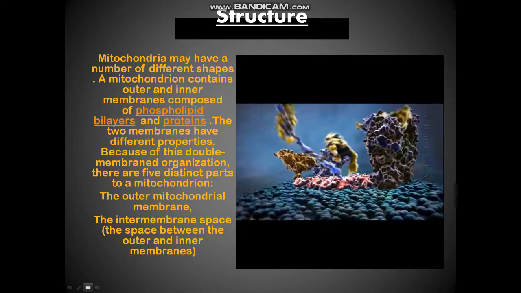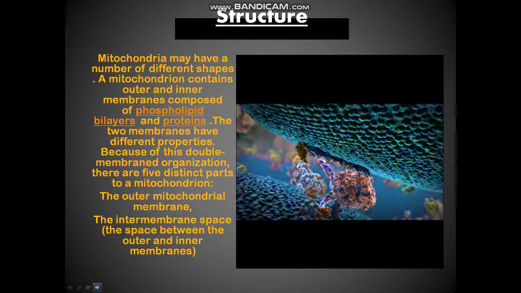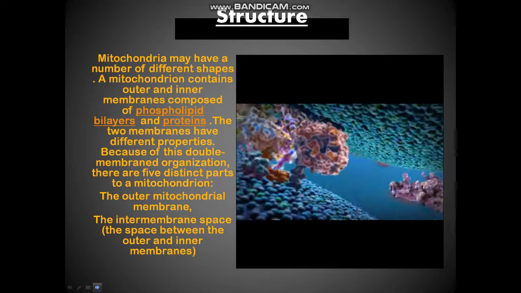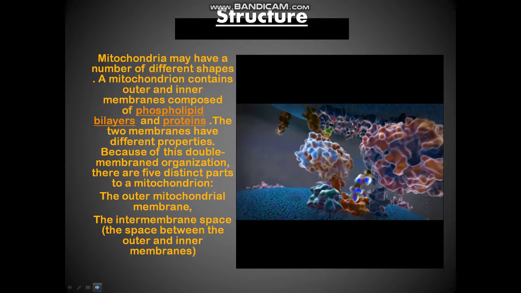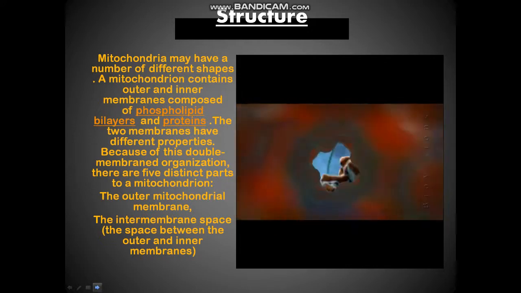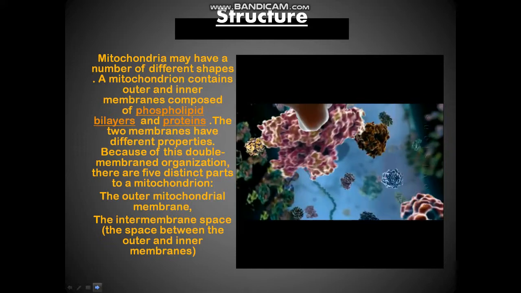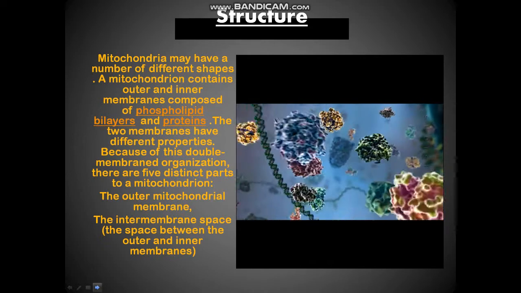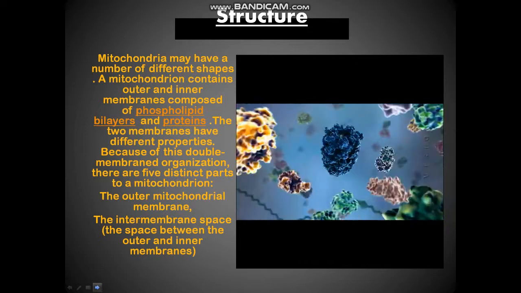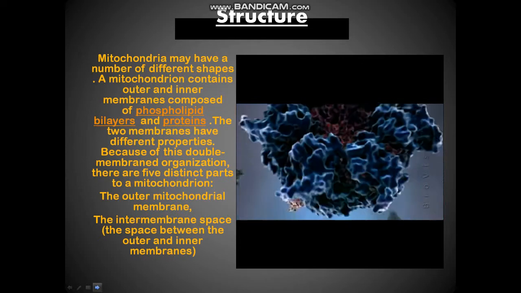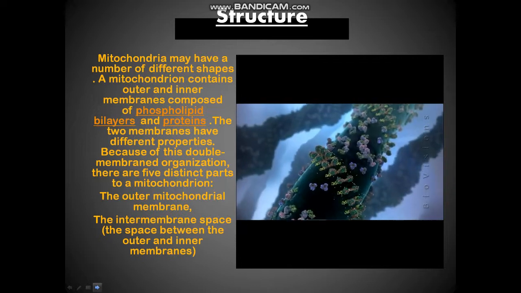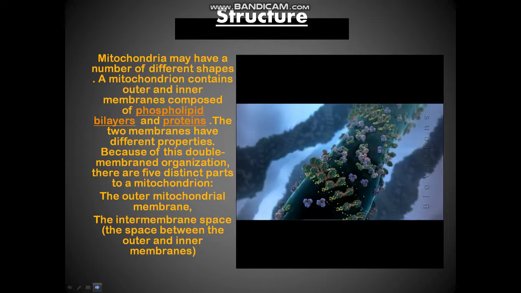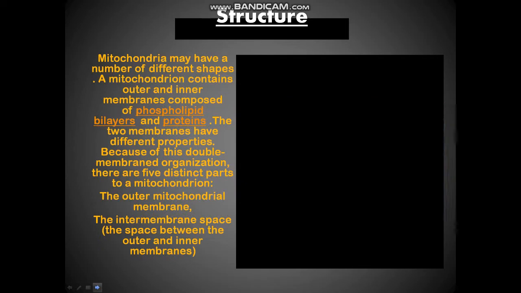Mitochondria have a number of different shapes. A mitochondrion contains outer and inner membranes composed of phospholipid bilayers and proteins. The two membranes have different properties because of this double membrane organization. There are five distinct parts to a mitochondrion: the outer mitochondrial membrane and the intermembrane space, the space between the outer and inner membrane.